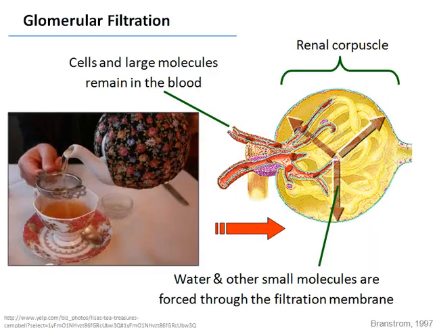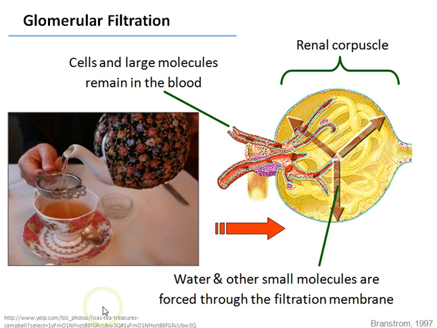This image is to try and help you visualize the process of filtration which is occurring in the glomerulus. A key concept to remember is that blood entering this structure is under pressure, and this pressure forces small molecular weight materials out of the blood through the filtration membrane. So blood enters here under pressure, and material is then forced through the filtration membrane.